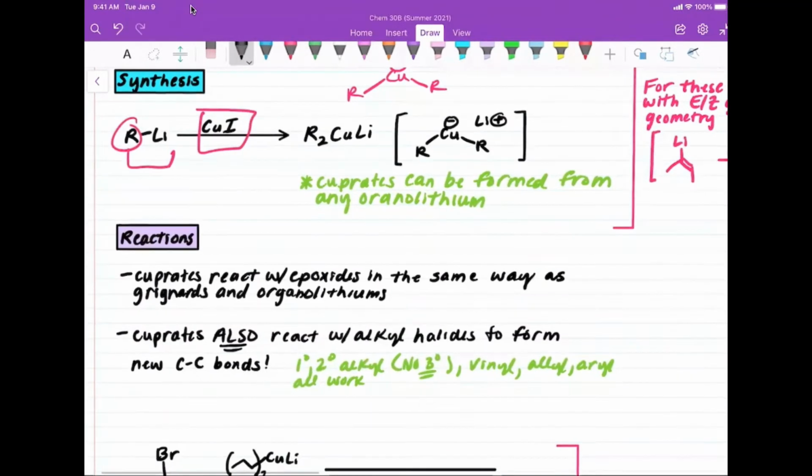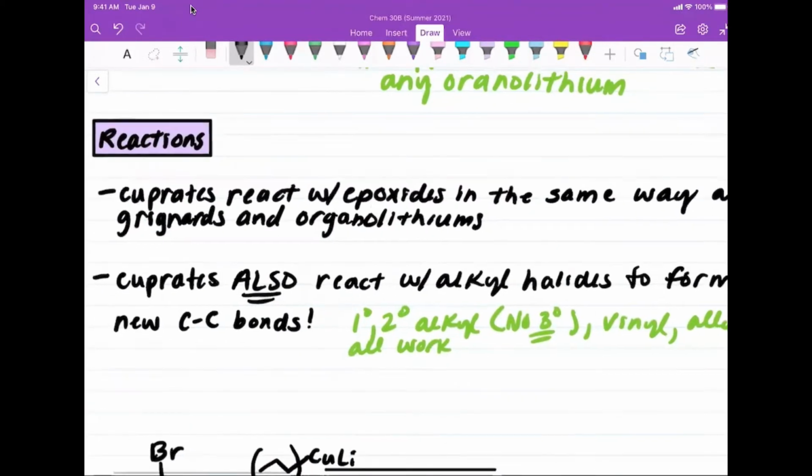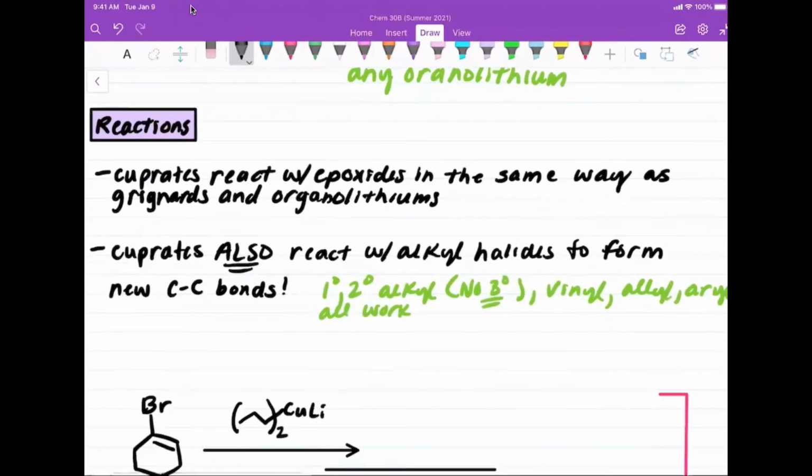Okay, so the reactions. Cuprates react with epoxides in the same way as Grignards and organolithiums. So that's just another version of a nucleophile we can add. We saw it react with organolithiums and Grignards. Epoxides can also react with cuprates. So all three of those are good for epoxides. But what sets cuprates apart is that they can actually react with alkyl halides, not just epoxides. And so that gives us yet another way to form a new carbon-carbon bond.